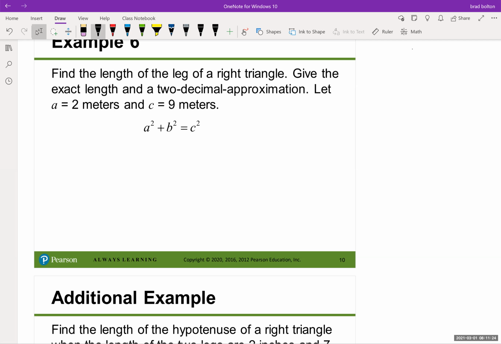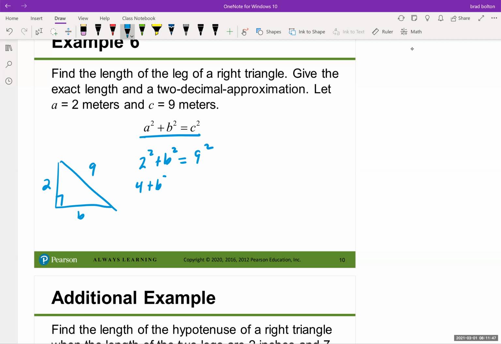So let's just draw a triangle that would be something like this. So here we have our right angle. They said C is worth 9. So we're going to say that this is 2. So this is B, and we don't know it. So all you do is you plug in what you know into this equation. So I'm going to say 2 squared plus B squared equals 9 squared. Okay, so this becomes 4 plus B squared equals 81. Let's subtract the 4, subtract the 4.